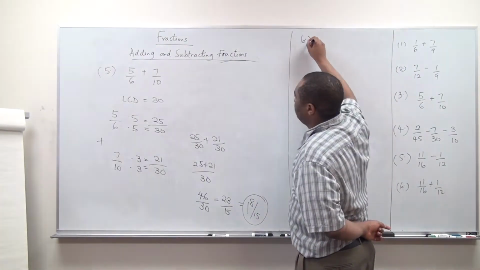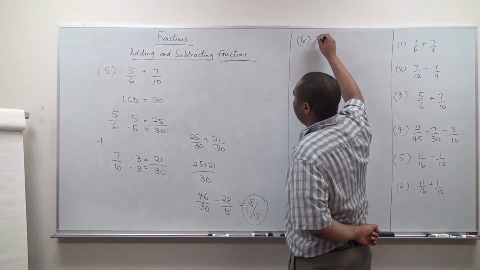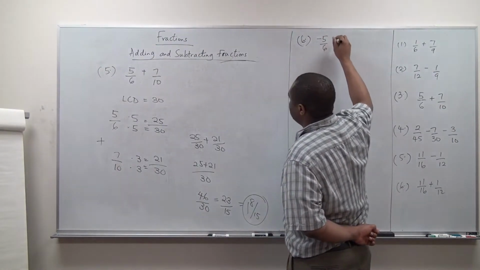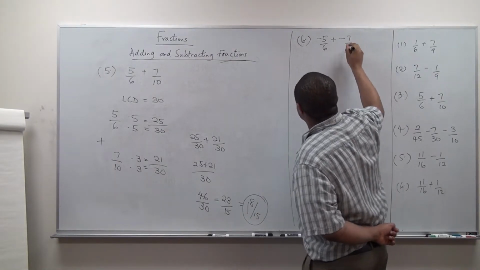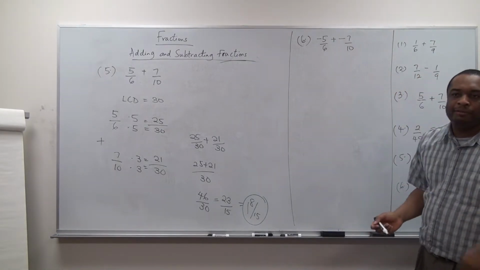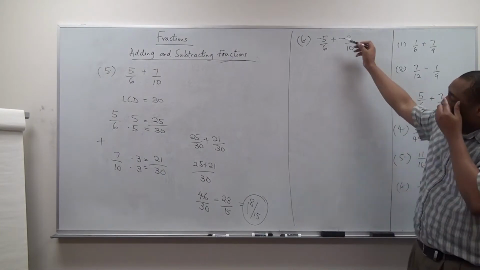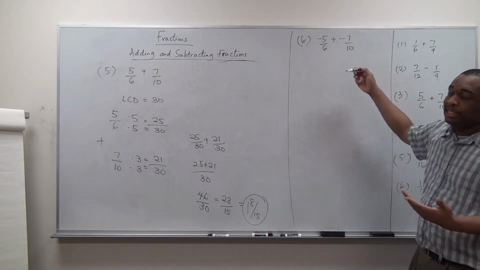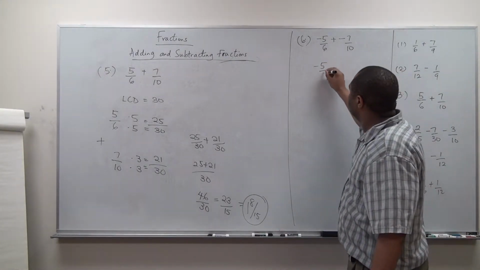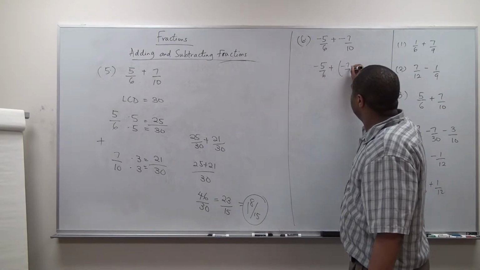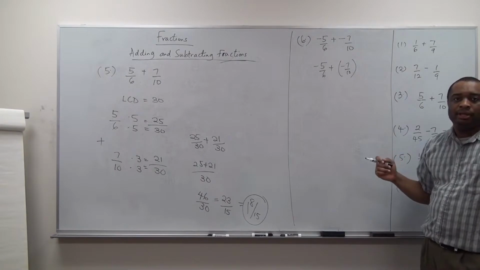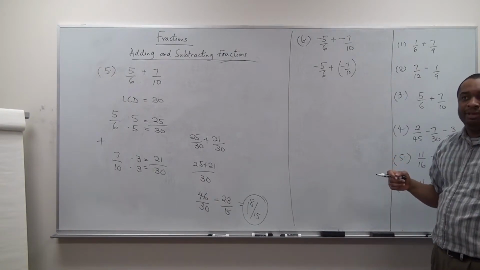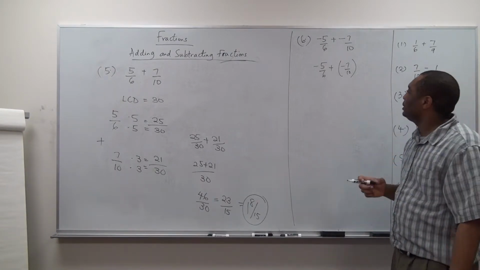Number 6. What if we have negative 5 over 6 plus minus 7 over 10? Now this should not confuse you because of this plus minus. Some textbooks might write it this way: negative 5 over 6 plus negative 7 over 10. It's the same thing. Positive and negative is the same thing. Please go ahead and view the video on adding and subtracting integers.